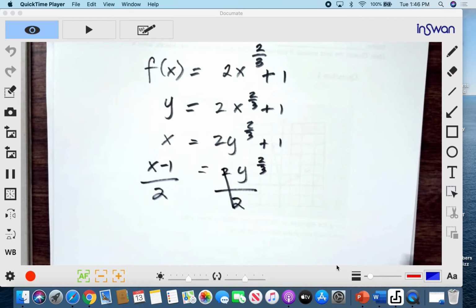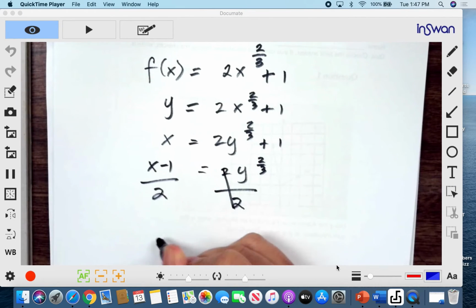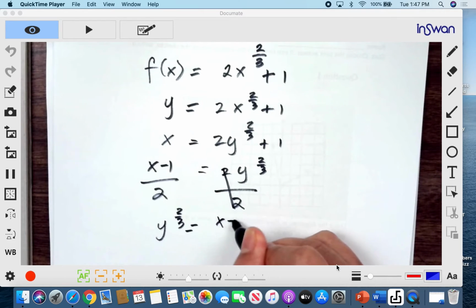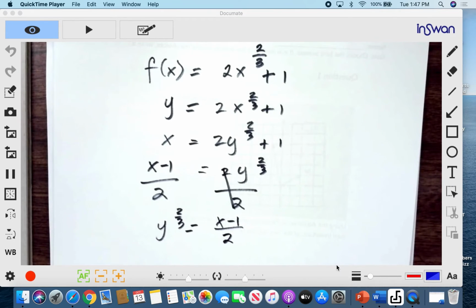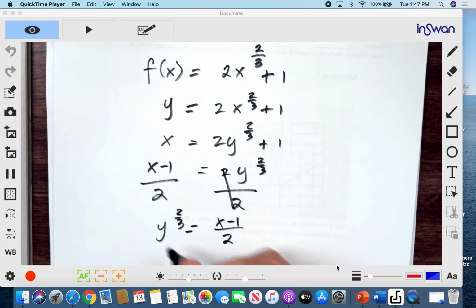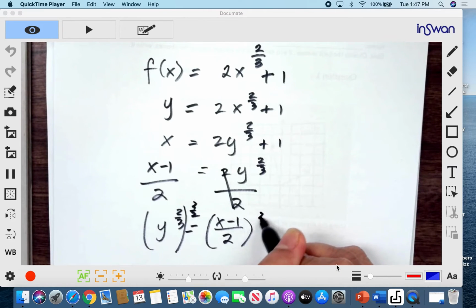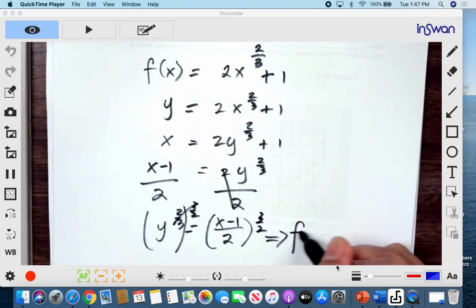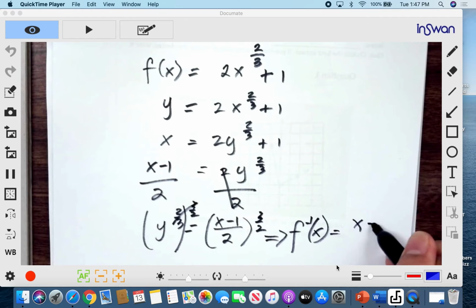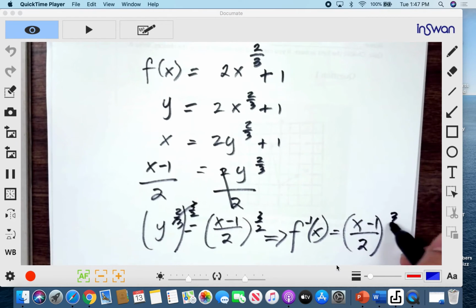And so you will have now y raised to 2/3. I can do symmetry so that you can see more clearly. Now, what happens here is we just have to raise the whole function to 3 over 2. So therefore, our inverse function, f raised to negative 1 of x, is equal to x minus 1 over 2 raised to 3 over 2.